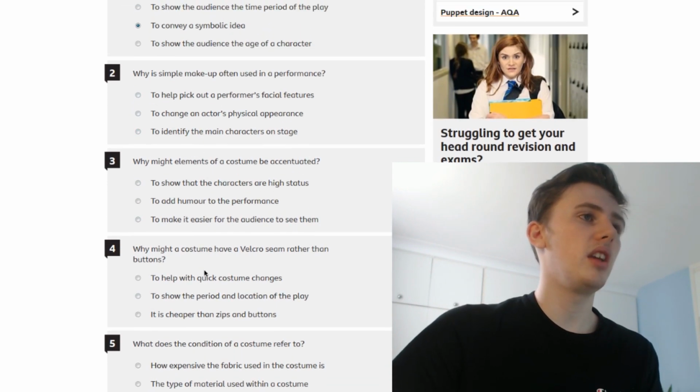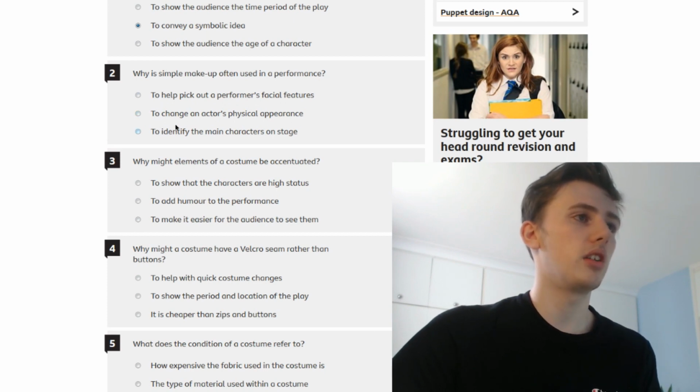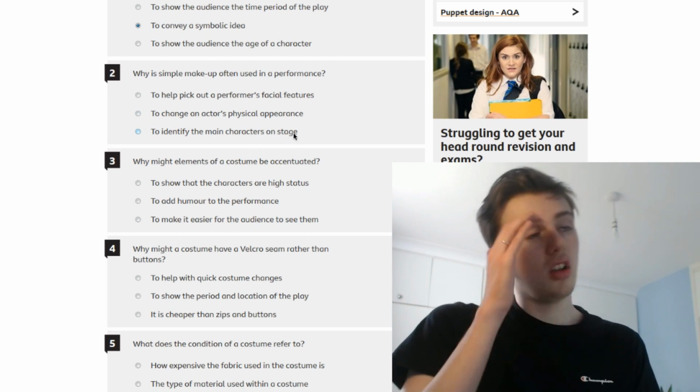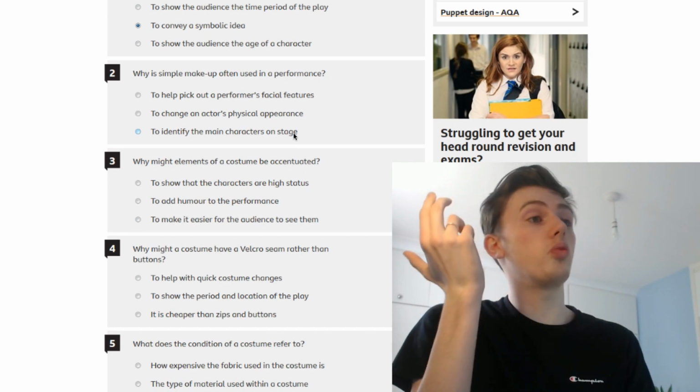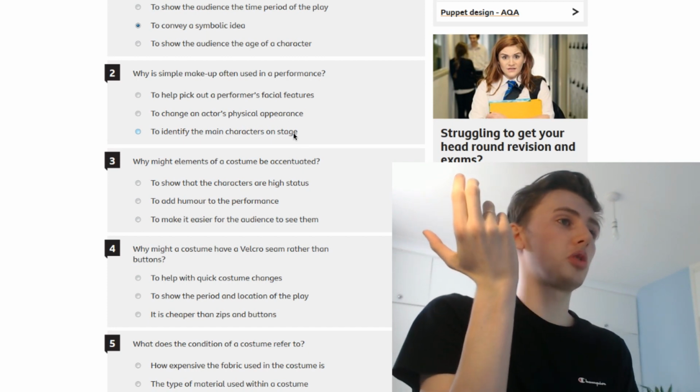Why is simple makeup often used in a performance? To help pick out a performer's facial features. To change an actor's physical appearance. Well, you wouldn't use simple makeup to do that. To identify the main characters on stage. I don't know. I thought it was just to improve the image quality. I thought that's why you wore makeup.